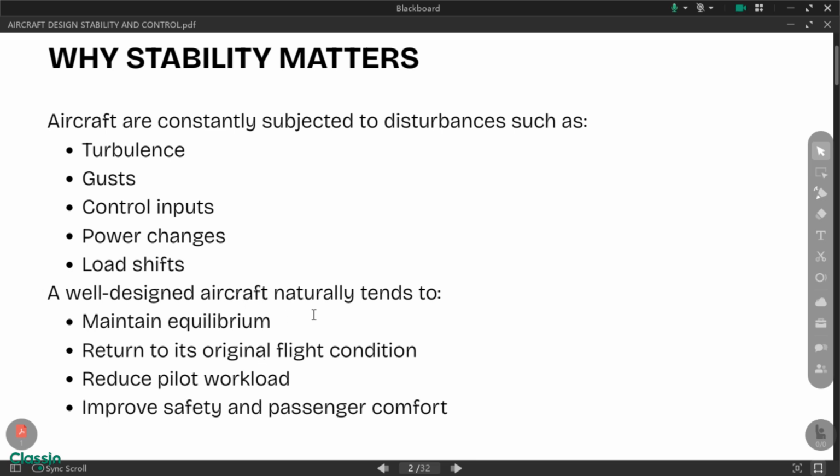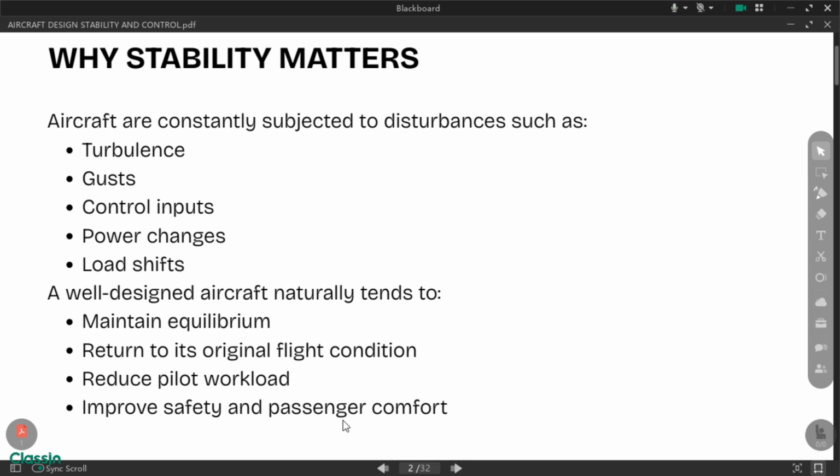A stable aircraft would respond dun sa mga disturbances na yun in a predictable manner. So ideally, it would either return to its original condition, no? Sa equilibrium, or it would move towards a new condition where yung piloto natin would not be exerting too much effort. Okay? So, yun.